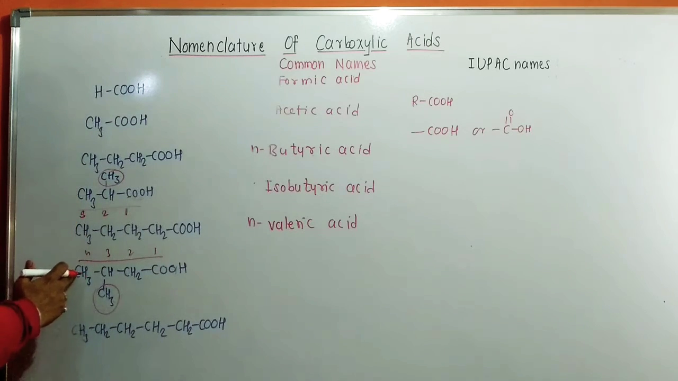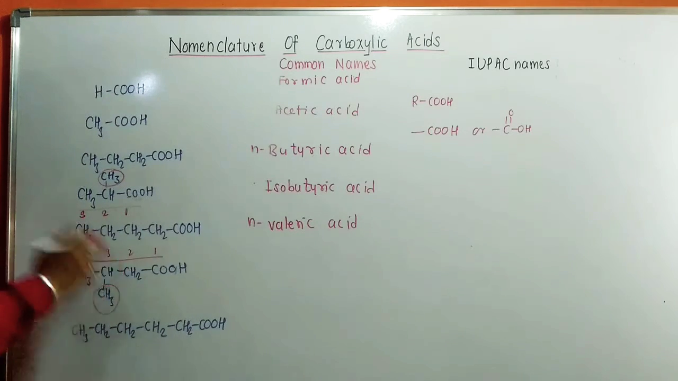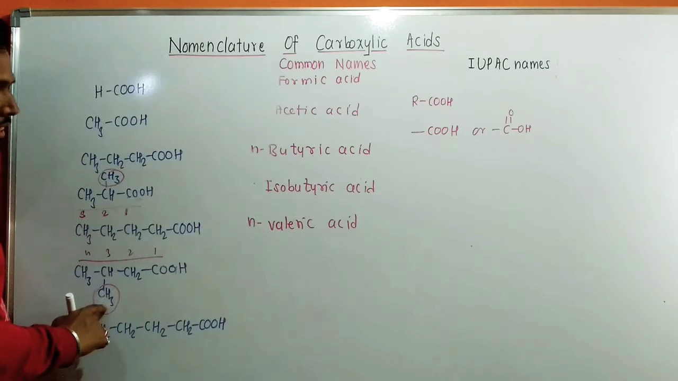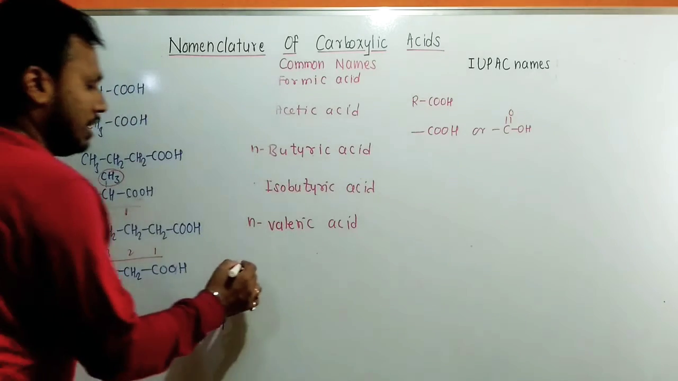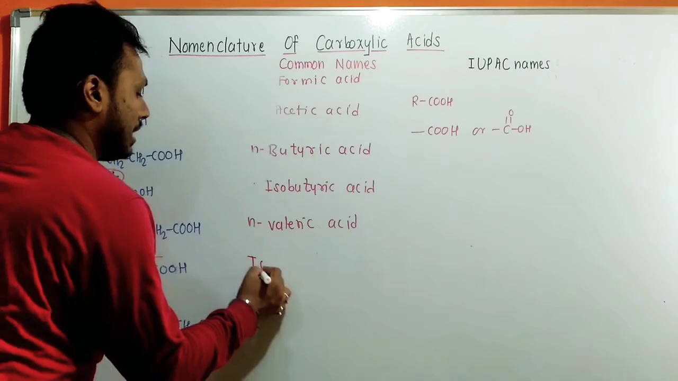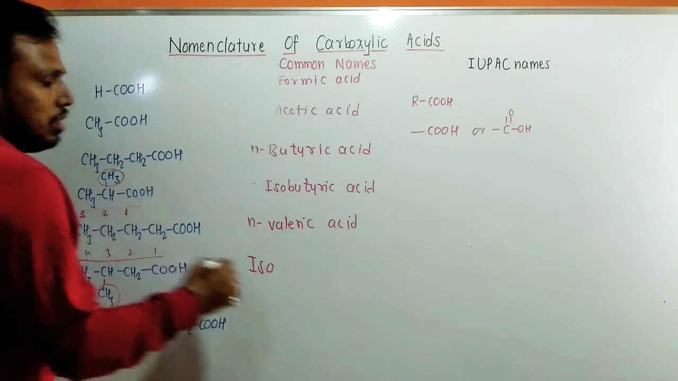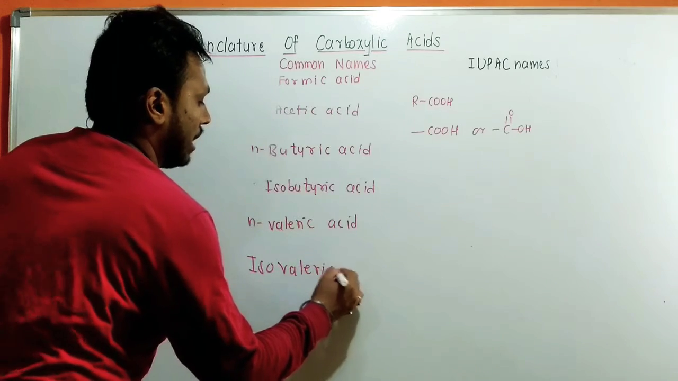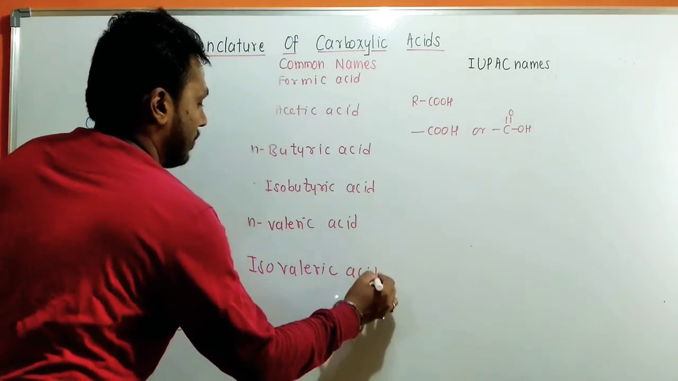In the same way, there are a total of 5 carbon atoms in the molecule, but at the second position there is a methyl group. If a methyl group appears at the second position of the longest chain, then we always call it iso, no doubt. Total 5 carbon atoms are there, that's why the name will become isovaleric acid.